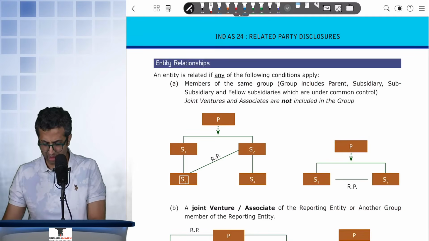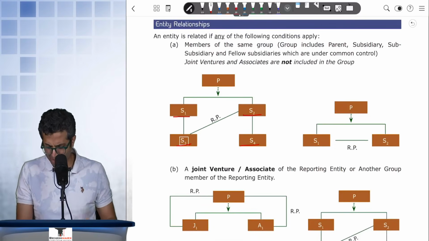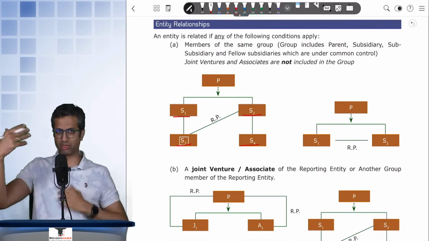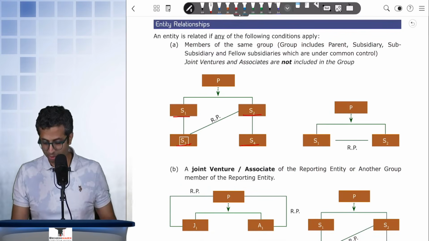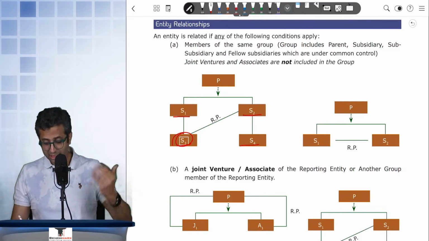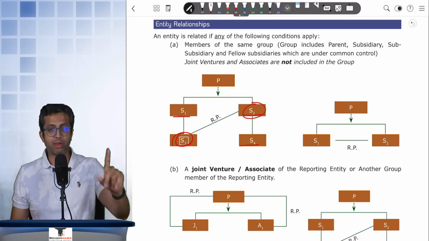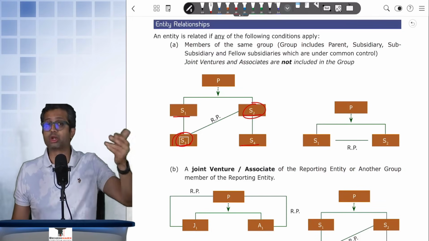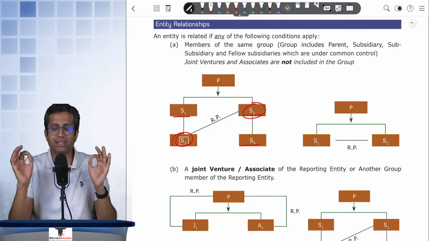So for example, if you have a parent, you have subsidiary 1, subsidiary 2, below that subsidiary 3 and 4. Now, because they are all controlled by the same ultimate parent, all of them are treated as members of the same group, and hence if your reporting entity is S3, for S3, even someone like an S2 will be a related party because they are members of the same group. Remember, joint ventures and associates are not members of your group. They may be related parties under some other clause, but they are not your group members.